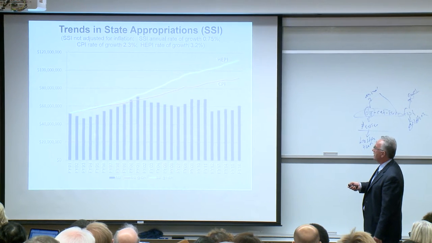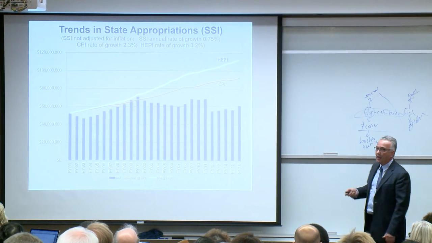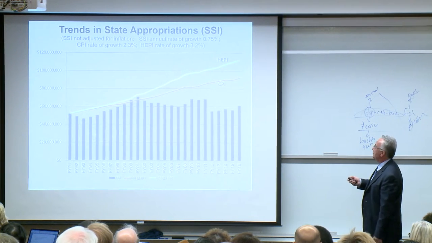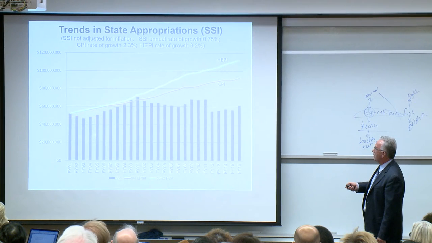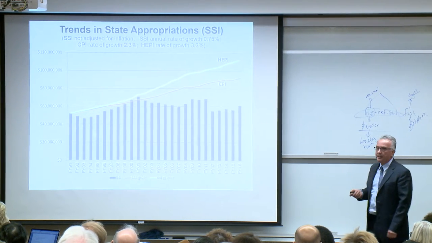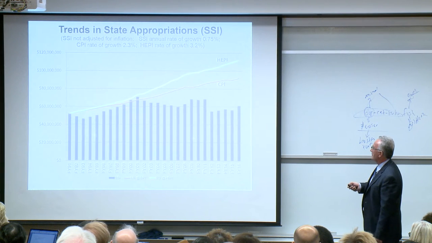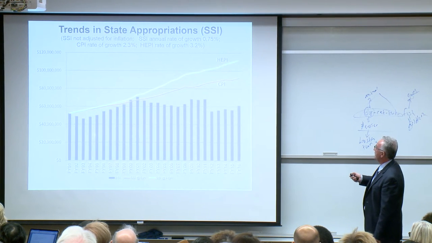Going clear back to 1991, and these dollars are not adjusted for inflation. These are nominal dollars, so these are actual dollars that came in. We were almost back here in FY12 to the amount we were appropriated in 1991. The gap, as you can see as we're going out here, continues to widen.